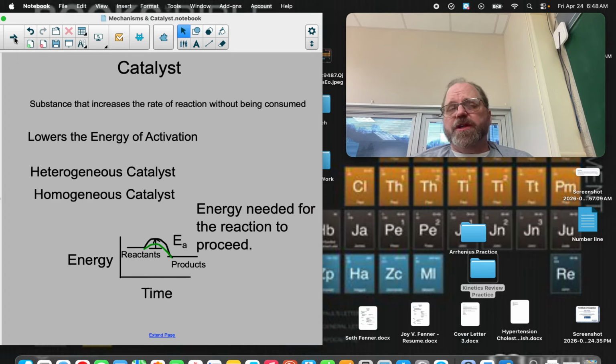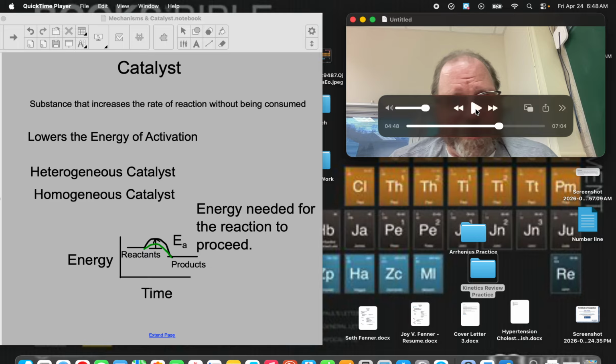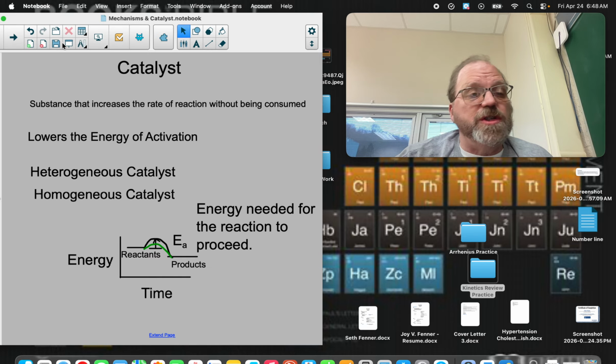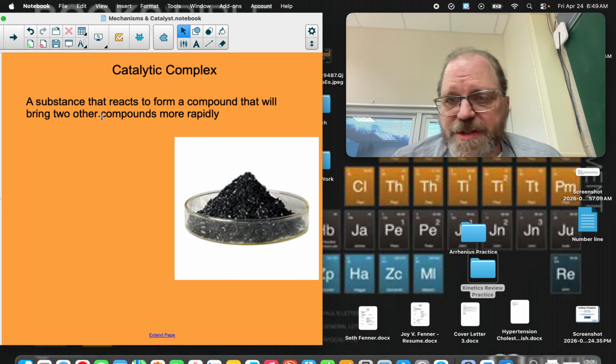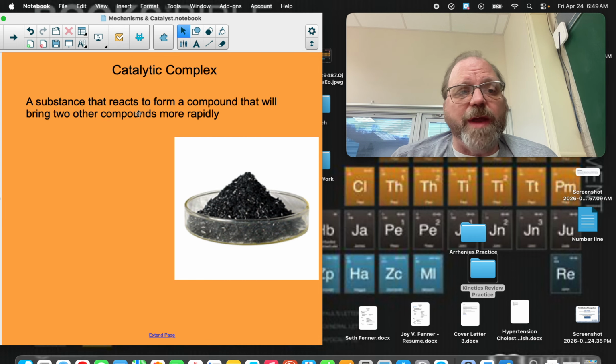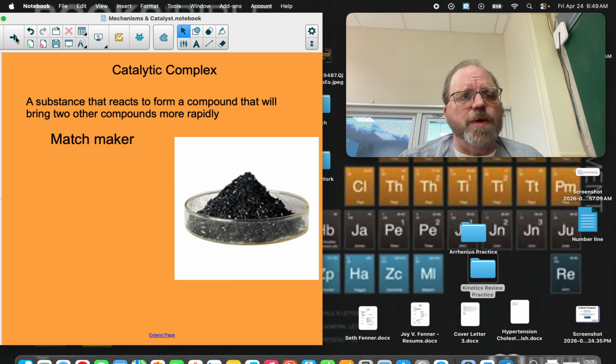So there's two different ways we can do this. What a catalyst does is it lowers the energy of activation, making it easier for that reaction to take place. The first way is called a catalytic complex. The definition of that: a substance that reacts to form a compound that will bring two other compounds together more rapidly. All right, the best way I can explain that to you is a matchmaker.